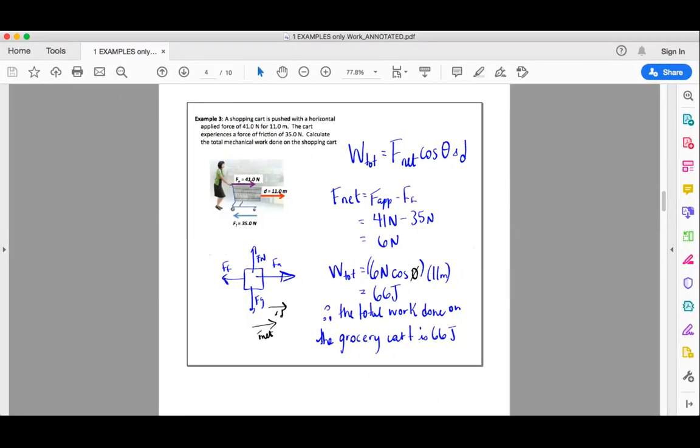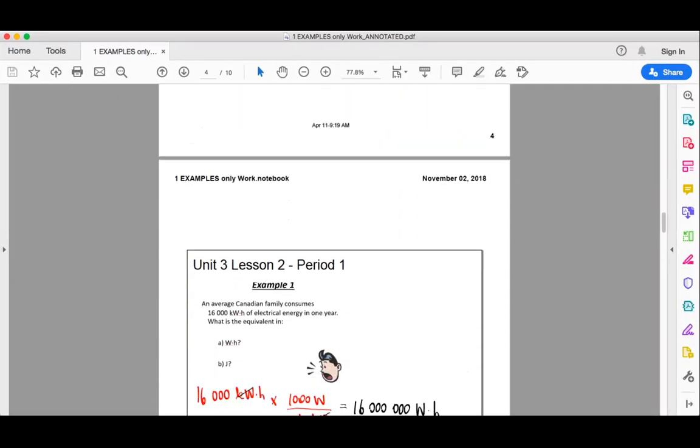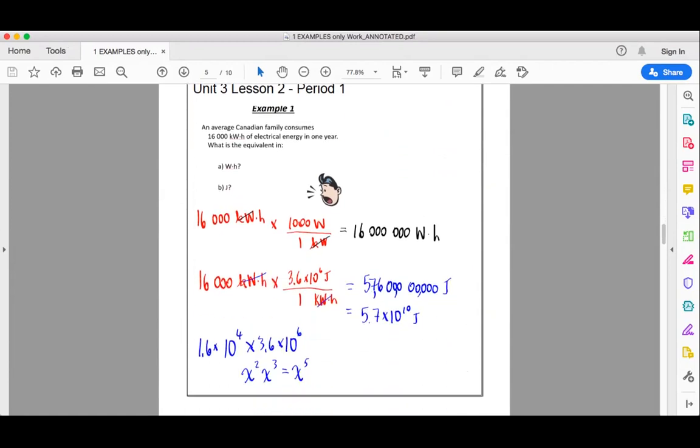So if we take a look at some energy unit conversion practice: if the average family consumes 16,000 kilowatt hours of electrical energy in 1 year, what is the equivalent in watt hours? Although kilowatt hours is a unit of energy, we can use the conversion of 1,000 watts for 1 kilowatt. We want to cancel out kilowatts, so we put 1 kilowatt on the bottom. We want to go to watts, so we put 1,000 on the top, and you end up with 16 million watt hours.